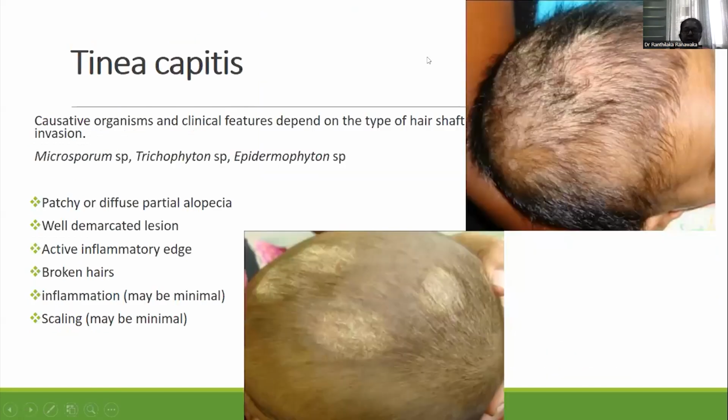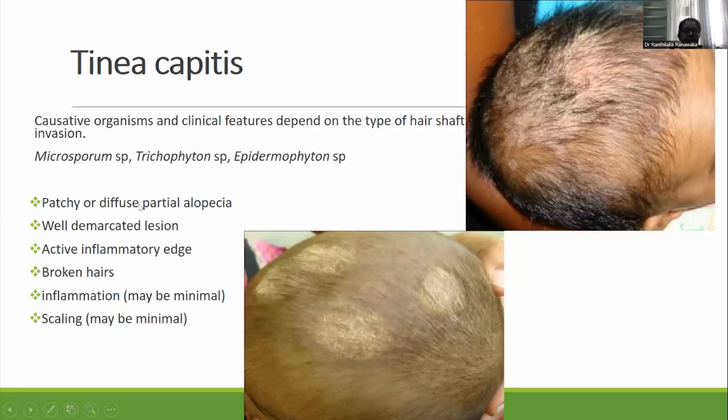So the other one is tinea capitis. Tinea capitis is this tinea infection on the hair shaft. I took it separately because the causative organisms and their invasion are different from the other tinea infections, and the management is also different, right? So tinea capitis, there are several types, but it's not important for our management. These same species, Microsporum, Trichophyton, Epidermophyton, cause tinea infection of hair also.